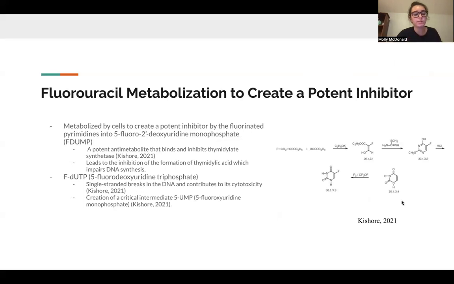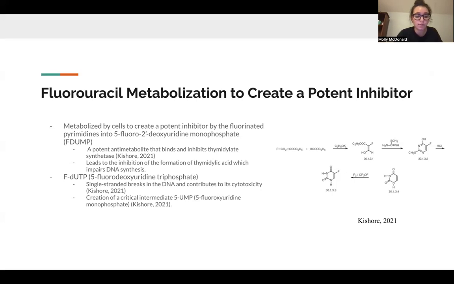So, moving on to its metabolism to create a potent inhibitor. It can be metabolized by cells to create a potent inhibitor by the fluorinated pyrimidines, fluorouracil and fluorodeoxyuridine, being converted intracellularly into 5-fluoro-2-deoxyuridine monophosphate, also known as FdUMP, which is a potent antimetabolite that binds and inhibits thymidylate synthase. This leads to the inhibition of the formation of thymidylic acid, which impairs DNA synthesis.